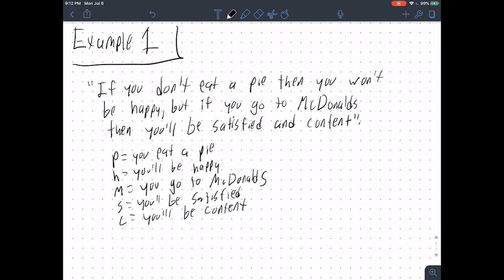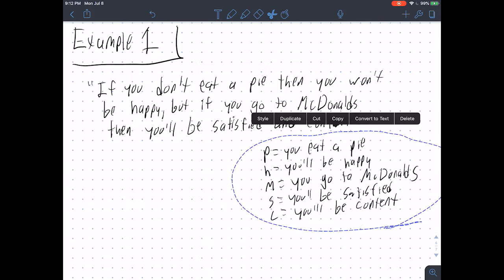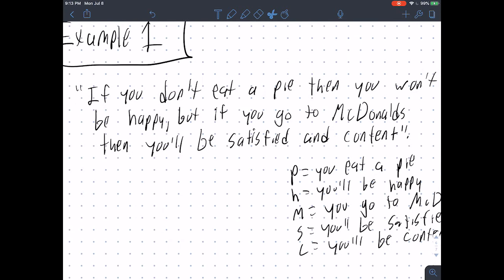Okay, so here's our first example. I made the sentence, if you don't eat a pie, then you won't be happy. But if you go to McDonald's, then you'll be satisfied and content. And here are the translation letters, the obvious choices, I think. I'm going to explain how I go about doing this. It's the same thing that Quine tells you to do in the book, what he calls paraphrase inward.